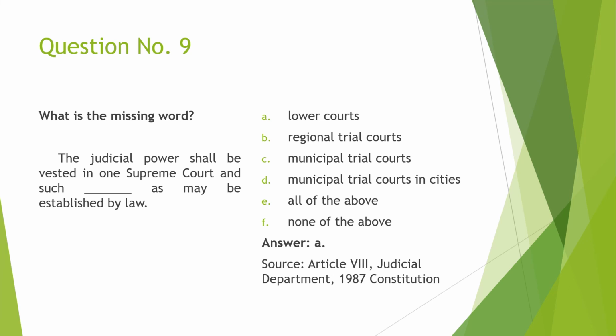Question number 9. What is the missing word? The judicial power shall be vested in one Supreme Court and such blank as may be established. The options are letter A, Lower courts, letter B, Regional trial courts, letter C, Municipal trial courts, letter D, Municipal trial courts in cities, letter E, all of the above, or letter F, none of the above. The answer is letter A, Lower courts. The source is Article 8, Judicial Department of our 1987 Constitution.